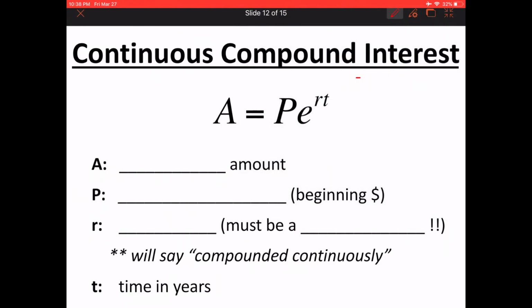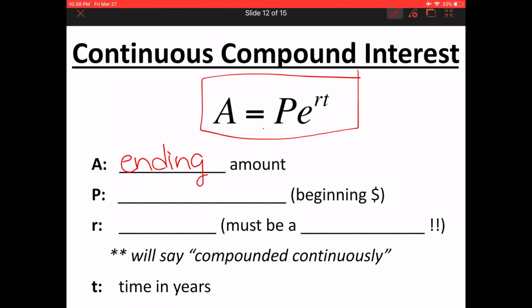And so here is our equation for continuous compound interest. A, just like in traditional compound interest, is going to be the ending amount. The letter P is still going to stand for principal, which is the beginning amount. R is still going to be the rate. Remember, our rate has to be a decimal.